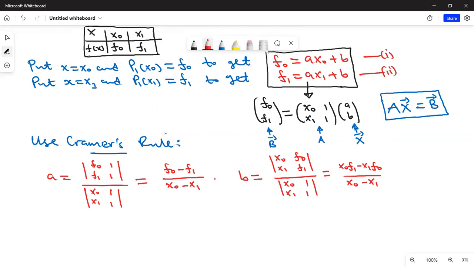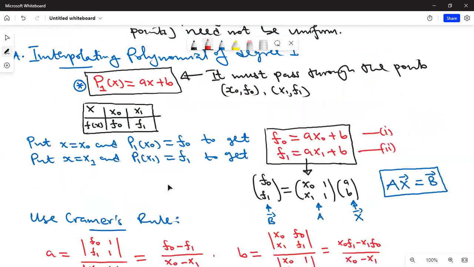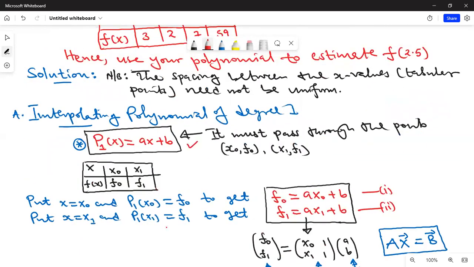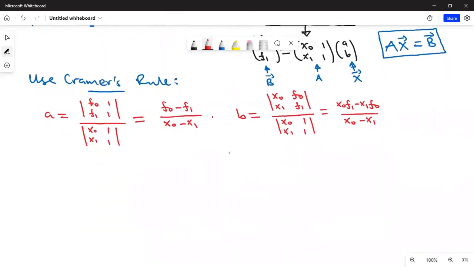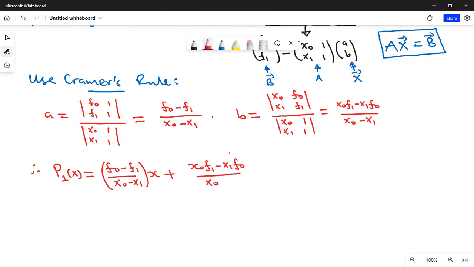So let's now substitute the values of A and B into our interpolating polynomial, that is equation star. Let's replace them here in this equation so that you see what you're going to get. So you can say it therefore P1 of x is equal to our A, which is (f0 minus f1) over (x0 minus x1), times x, plus B, which is (x0 f1 minus x1 f0) over (x0 minus x1).